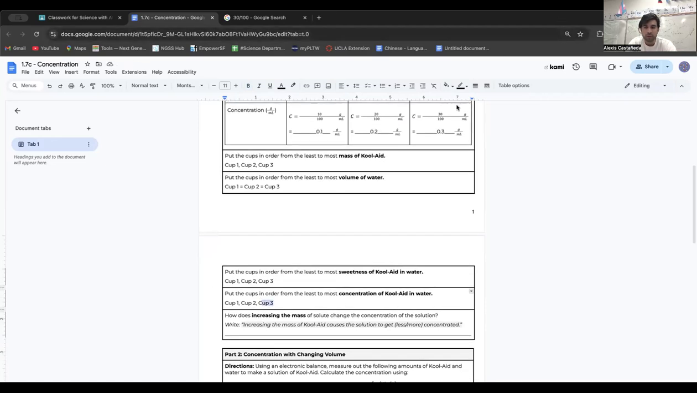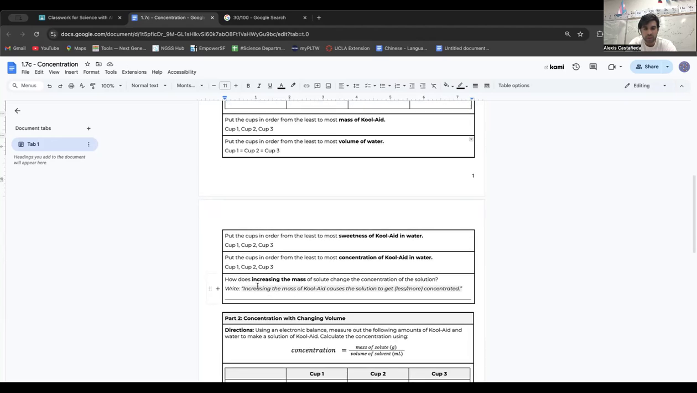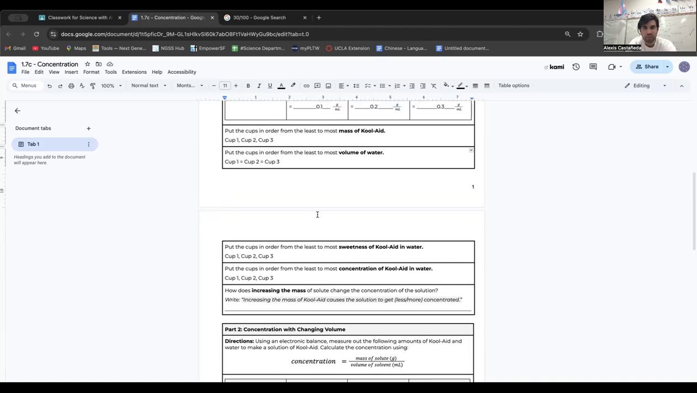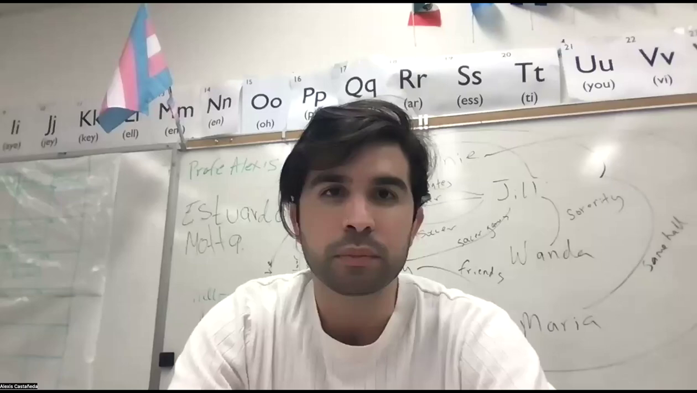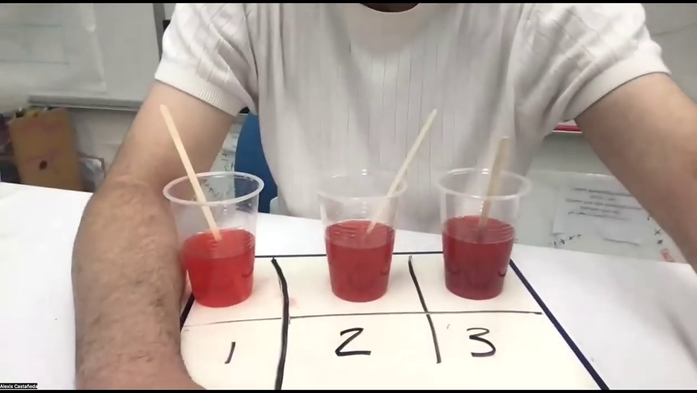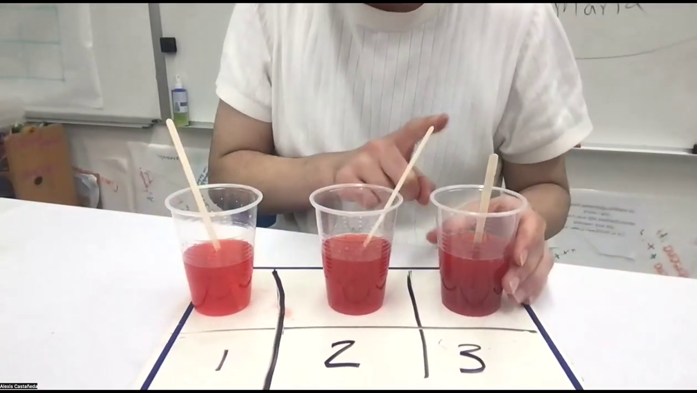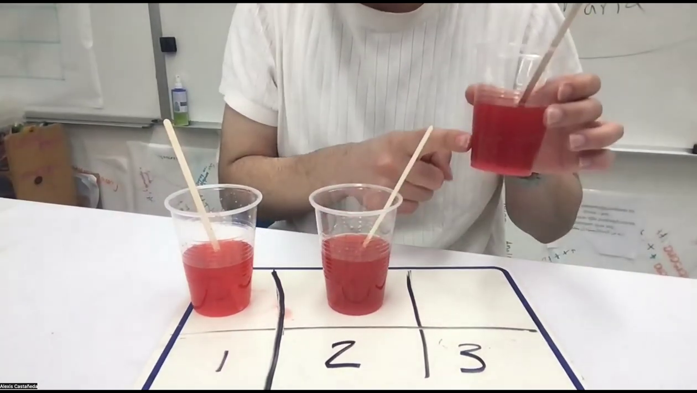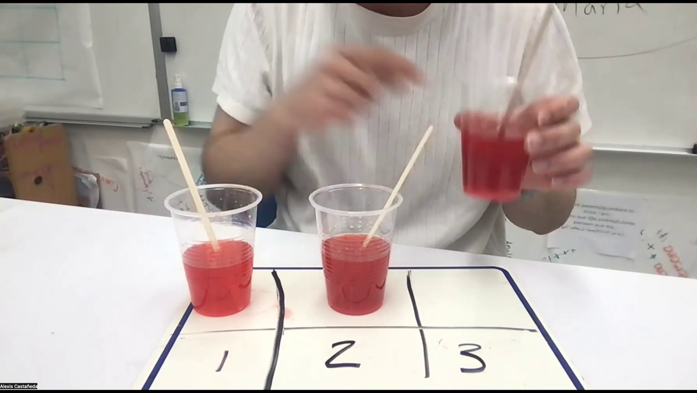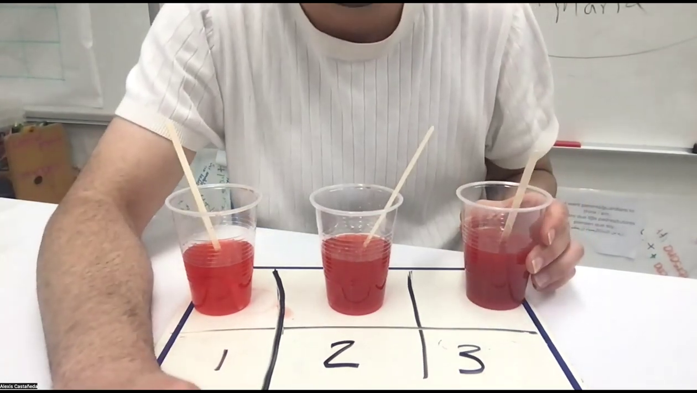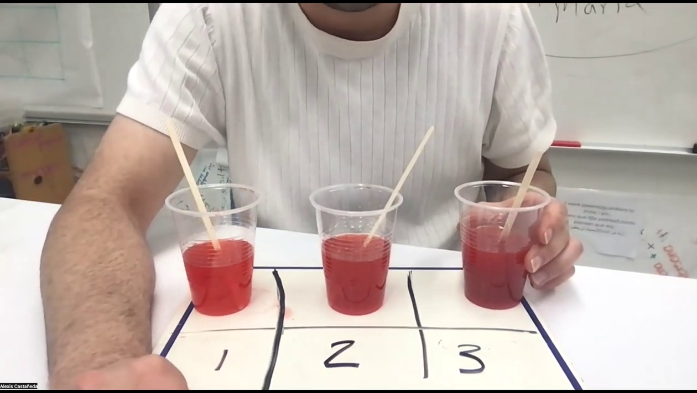Great. So now we're going to answer this question. How does increasing the mass of solute change the concentration of solution? So if I add more mass, if I add more Kool-Aid, increasing the mass of Kool-Aid causes the solution to do what? If I compare these 3 cups, the one that has the most mass is this one, right? This is the one that is the darkest color. It's also the one that tastes the sweetest. And that means it's also the one that's the most concentrated. So all of those things mean the same thing.